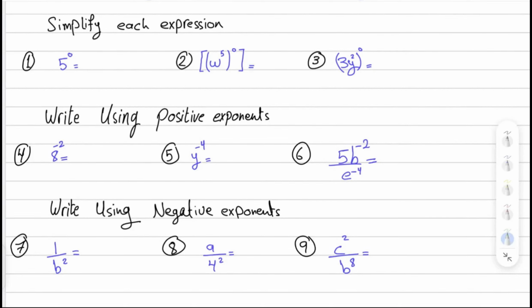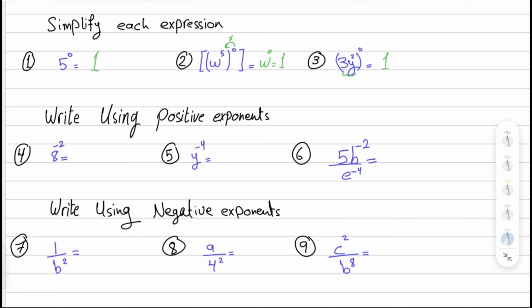Now I want you to pause this video, try to solve these equations by yourself, then check your answers with us. For the first equation, they ask us to simplify each expression. Remember the first rule of our lesson? Anything raised to the power 0 equals 1. So 5 to the power 0 equals 1. Here, in case of power to a power, we're going to multiply. 5 times 0 is 0. So we're going to have w raised to 0, which is equal to 1. And here also, anything raised to the power 0 is equal to 1.